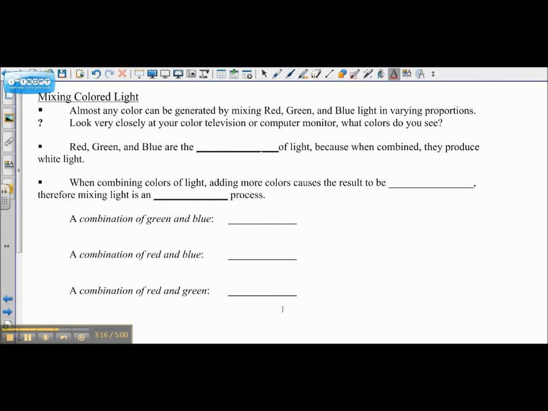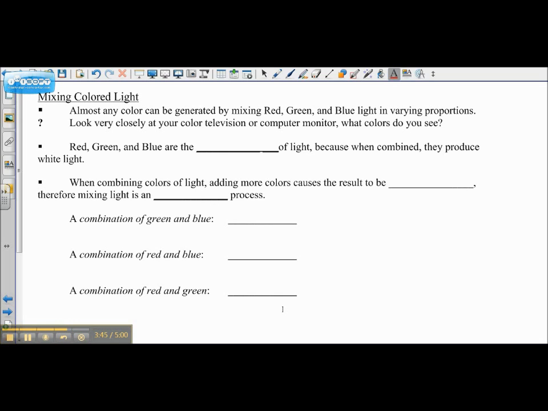So now let's talk about these colors of light. Almost any color can be generated by mixing red, green, and blue light. If you have an older style television, you'll notice that you can adjust red, green, and blue, but nothing else. If you have an HD TV and your component cable, there's always a red, a green, and a blue connector along with your audio.